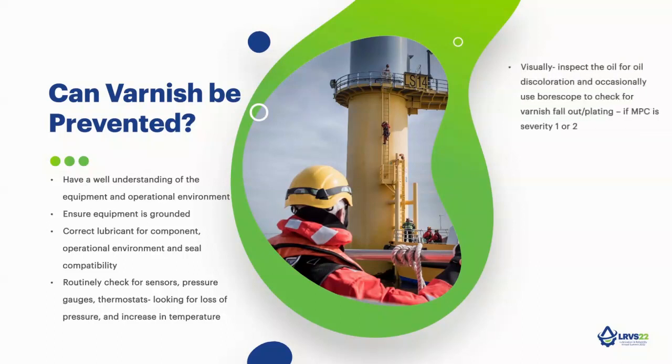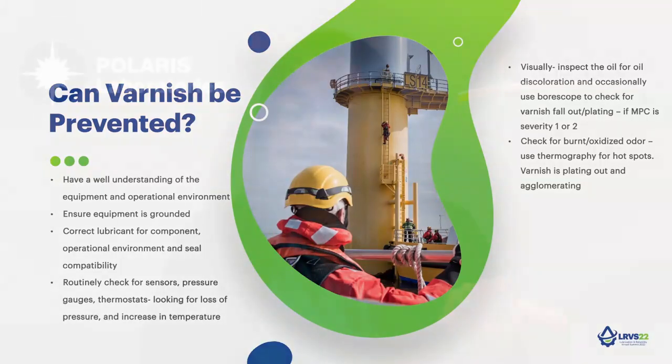Visually inspect the oil for any discoloration, or occasionally use a borescope to check for varnish falling out or plating out. If your MPC value is at a severity 1 or 2, that's where you want to be proactive and start monitoring that. You also want to check for any burnt or oxidized odor, using thermography for hot spots, checking to see if your varnish is plating out and agglomerating. Thermography is going to find those hot spots, and that's going to help you.